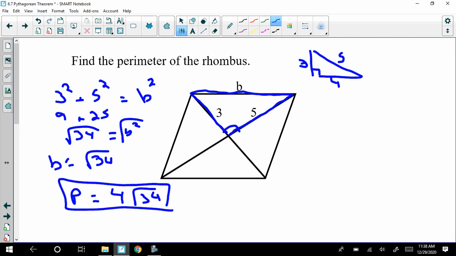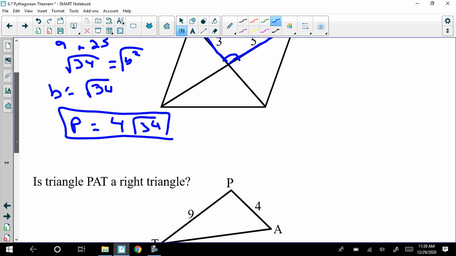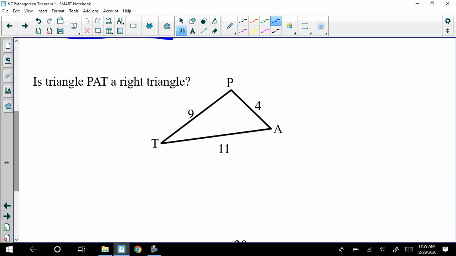So be careful. It may look like it's a 3, 4, 5, but it's not. So just be really careful. Make sure the 3 and the 4 are the legs, or the 3 and the 5 is the hypotenuse.